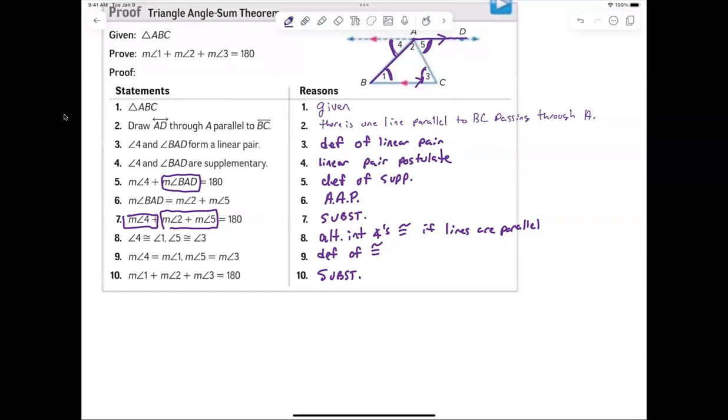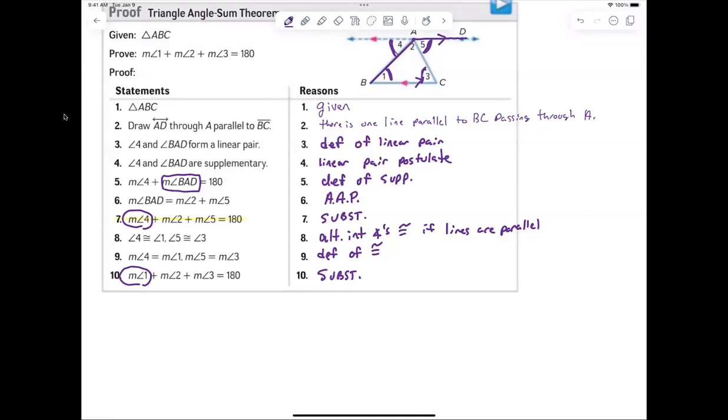Look at step 7. Let me highlight step 7 just to make sure you see what I'm talking about. Here is step 7. The angles of a triangle were 2, 1, and 3, correct? Right now I have 4. What does angle 4 equal? So I substituted angle 4 with angle 1.